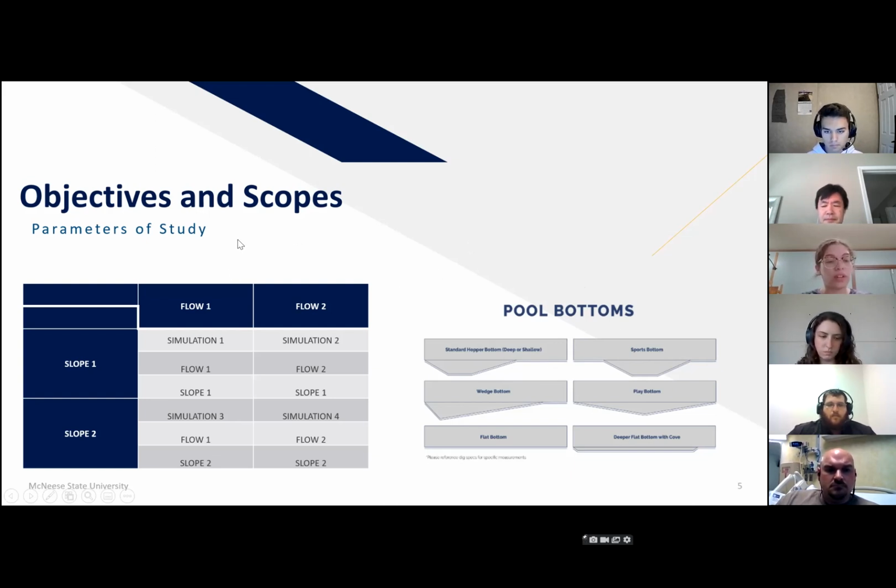One slope with certain injection points makes simulation 1. The second slope with the same injection points makes simulation 2. The first slope again, but with different injection points, makes simulation 3. And the second slope with the second injection point location makes simulation 4. This means there were 4 parameters for each pool design, resulting in 16 total parameters for this project.